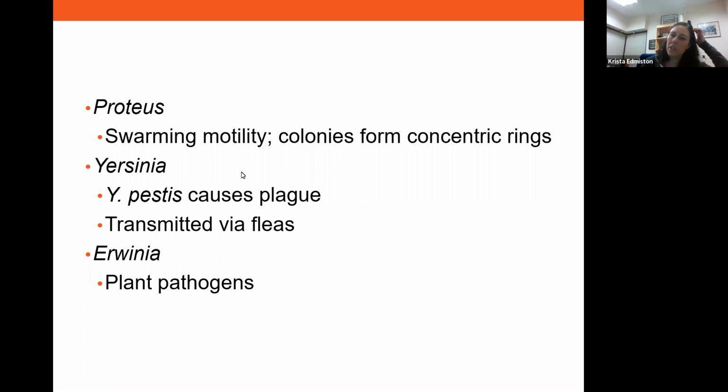Yersinia, we've talked about Yersinia before. Yersinia pestis is the causative agent of the plague that is transmitted by fleas. There's two forms of the plague, one that can be transmitted via droplets and one that has to be transmitted via the fleas. Erwinia falls into plant pathogen, another important species if you're in any sort of agriculture.